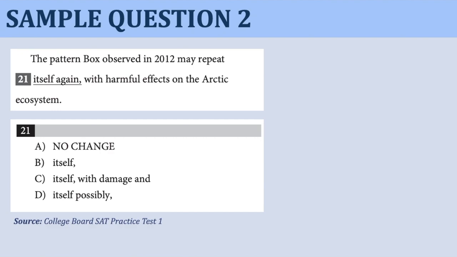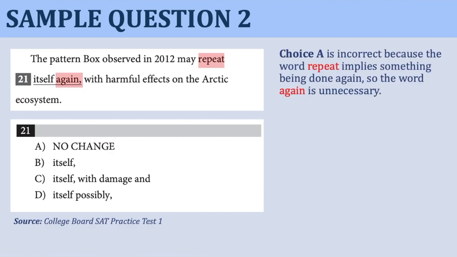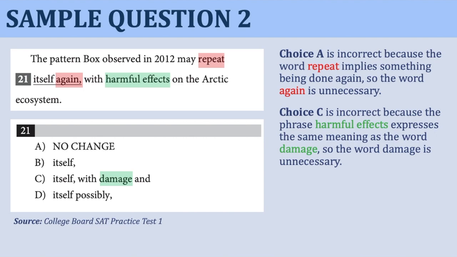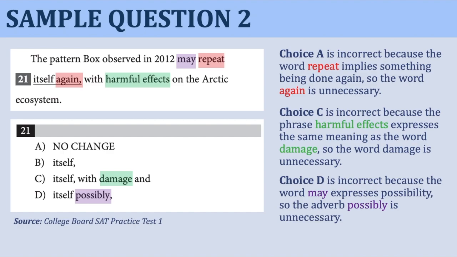So let's use the same strategy of eliminating incorrect answer options. So first, option A is incorrect because the word repeat implies something is being done again, so the word again is unnecessary. Then we can look at choice C. Choice C is incorrect because the phrase harmful effects expresses the same meaning as the word damage, so the word damage is unnecessary. This is an example of redundant nouns. When two nouns are juxtaposed and mean the exact same thing, one of them is likely unnecessary, or even if they mean similar things. Then we can move on to choice D. So choice D is incorrect because the word may expresses possibility, so the adverb possibly is unnecessary. So with options A, C, and D eliminated, choice B is the best answer.